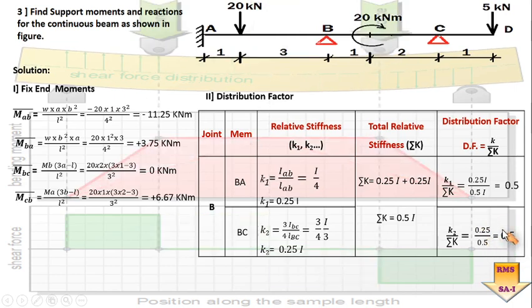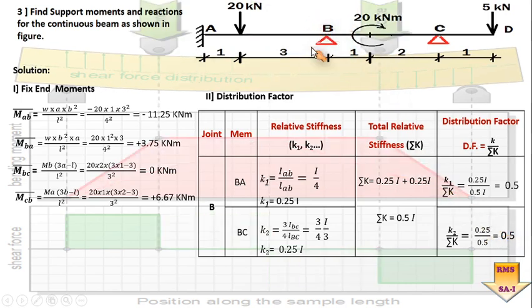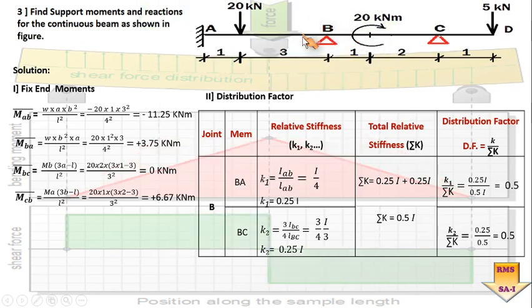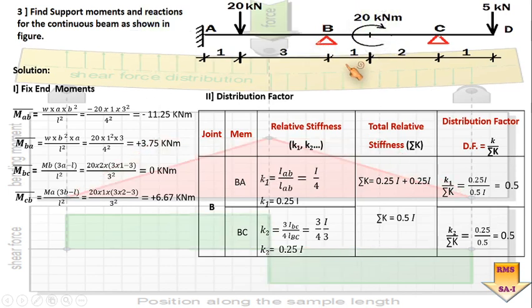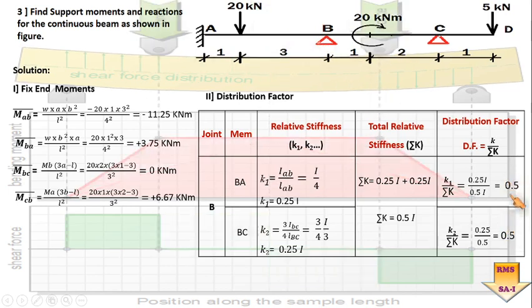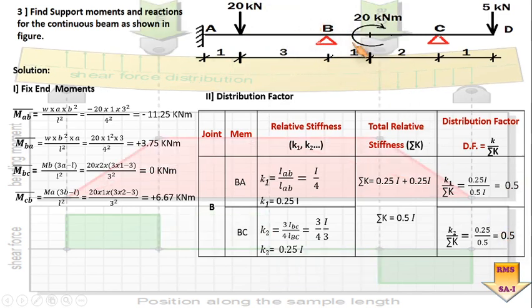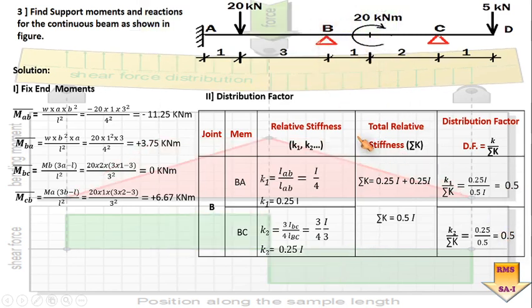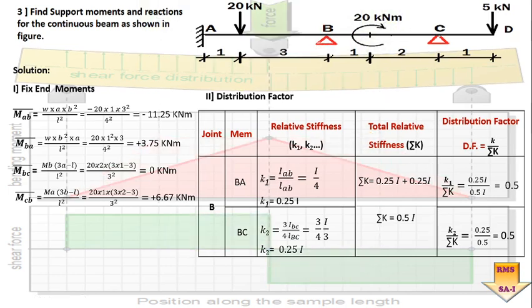As I have told you earlier, whenever we focus on a particular joint in this moment distribution method, the total distribution factor acting about this point has to be always equal to 1. So if I do the summation of these two values, 0.5 plus 0.5, it is coming out to be equal to 1, that is unity. So this is one characteristic of the distribution factor.